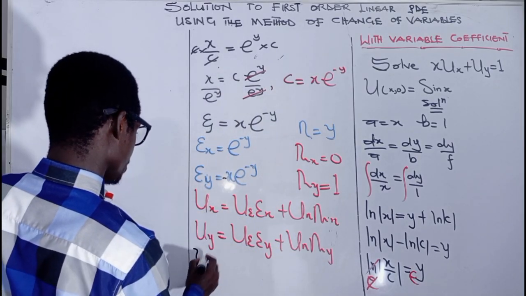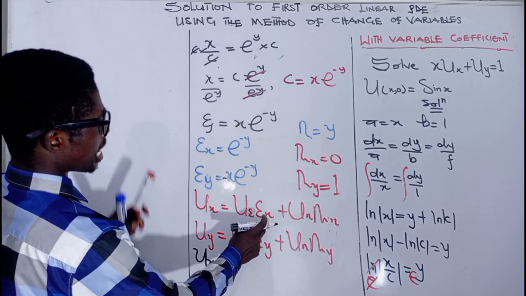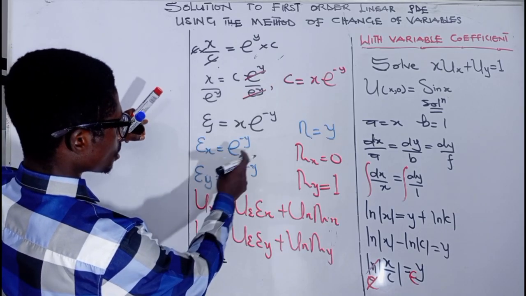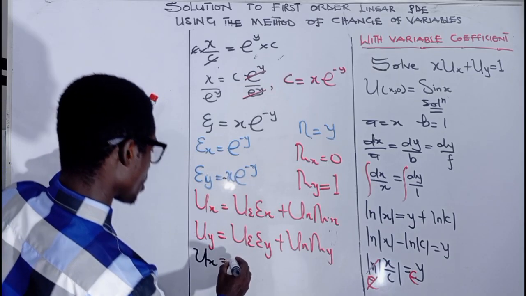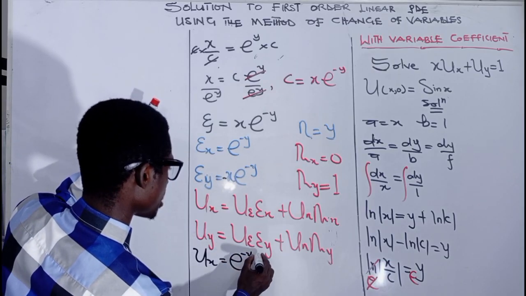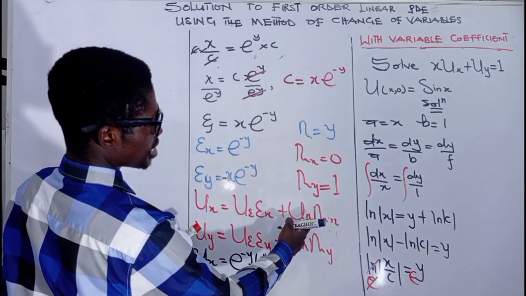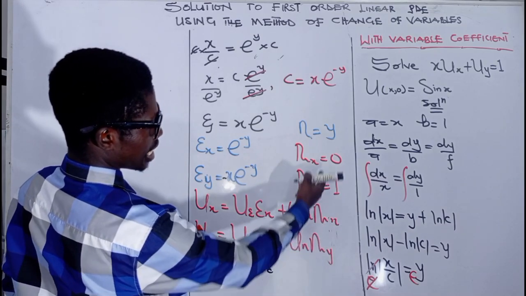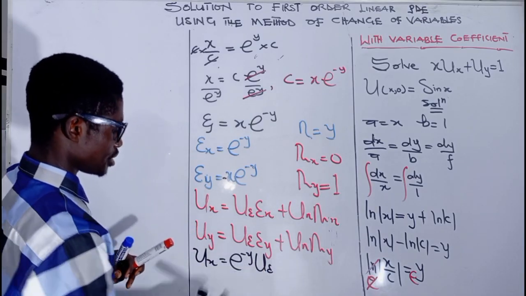So we have ux, we have u xi xi x. When we plug this in place of xi x, we are going to get e exponent negative y u xi. Then we have plus u eta eta x. Eta x is 0, so when we multiply it by that, we are going to get 0. So we are done with ux.